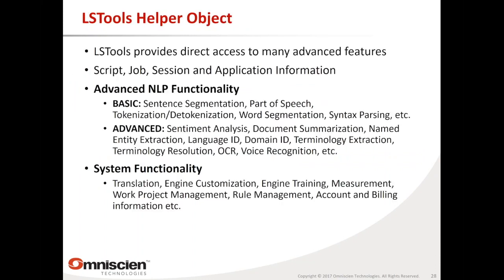We have a very advanced object that we're constantly adding new functionality to. It's called LSTools. It's a helper object. Now, LSTools offers direct access to information about a job when you're processing it. So, for example, the script name, the script number, the job ID, session information, and application scope information.